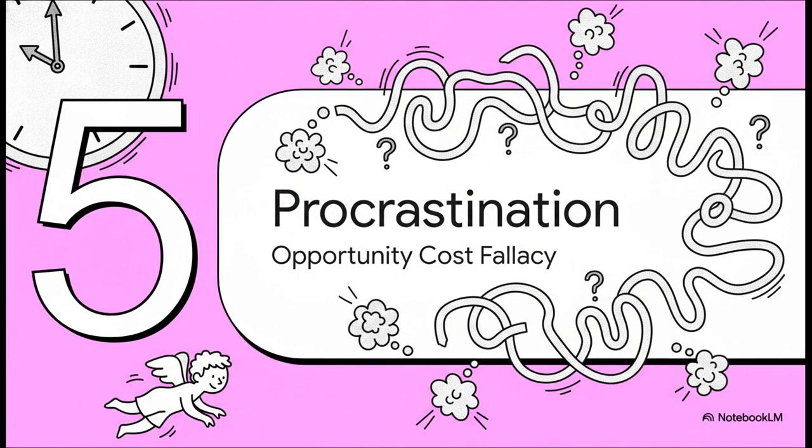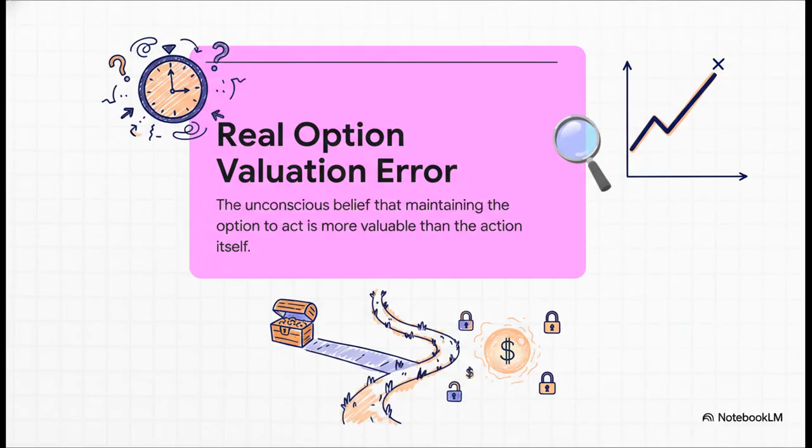Let's start with a big one, a classic failure mode that I think we can all relate to: procrastination. The protocol connects this to an old archetype, the puer aeternus, the eternal child who never wants to grow up and commit. And the specific bug in the code here, it's called the opportunity cost fallacy. And the way the protocol frames this is just fascinating. It calls procrastination a real option valuation error.